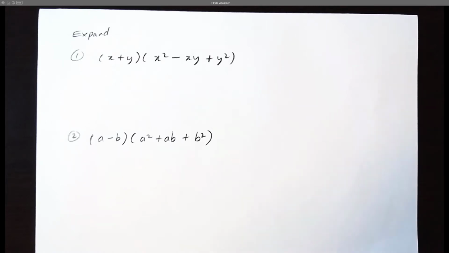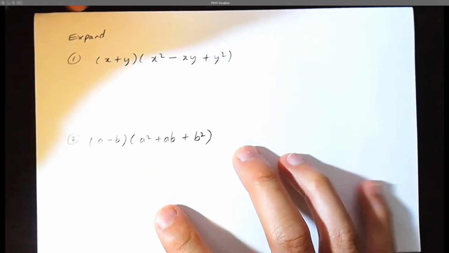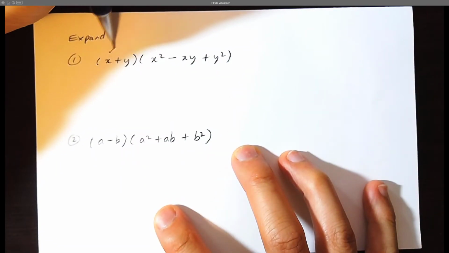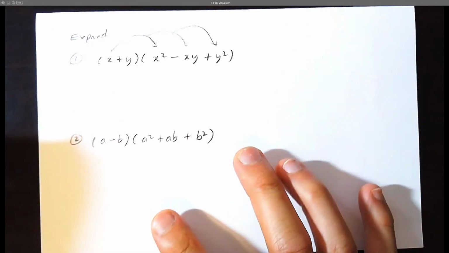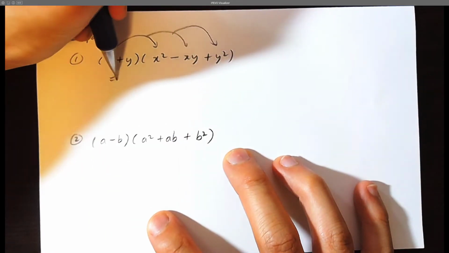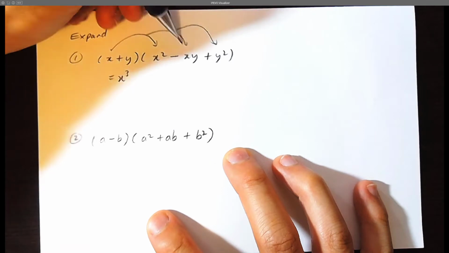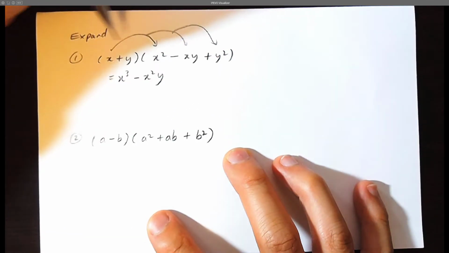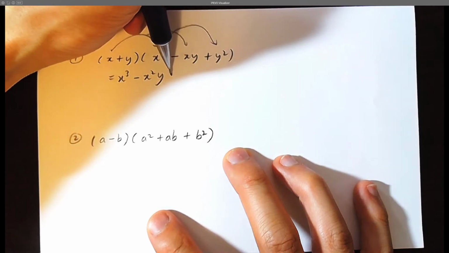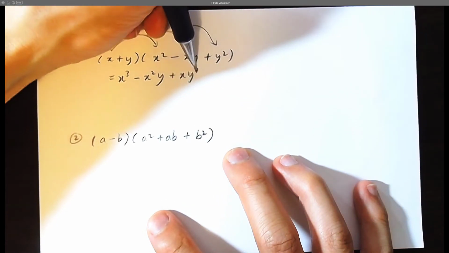Okay, let's expand these polynomials which involve no numbers. This is you feeding the dog, cat, and bird. X times x squared is going to be x cubed. X times negative xy is going to be negative x squared y. X times y squared is going to be positive xy squared.